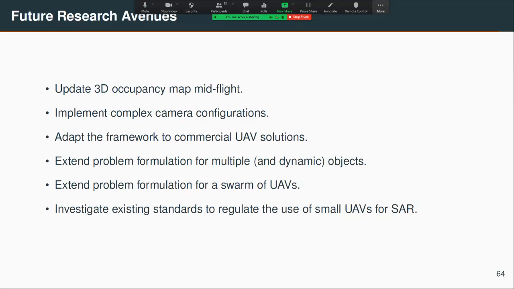It is also worth extending the problem formulation for multiple and dynamic objects. And for a swarm of UAVs, especially if I want to do search and rescue in outdoor environments and if I need to cover massive areas to locate my victim. Last but not least, it is necessary to investigate what the existing standards are to use these systems for search and rescue operations.